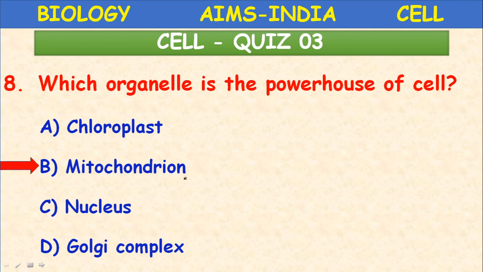Mitochondrion. See here, mitochondrion singular, mitochondria plural. Mitochondria are called powerhouse of the cell. Why are they called powerhouse of the cell? Because they are producing the energy currency in the form of ATP. In the mitochondria, the energy is produced in the form of ATP. Mitochondria are generating the power or energy in the form of ATP. Hence, they are called powerhouse of a cell.